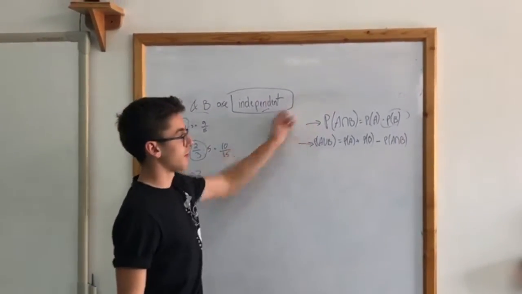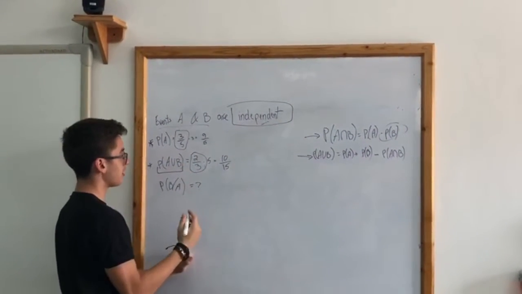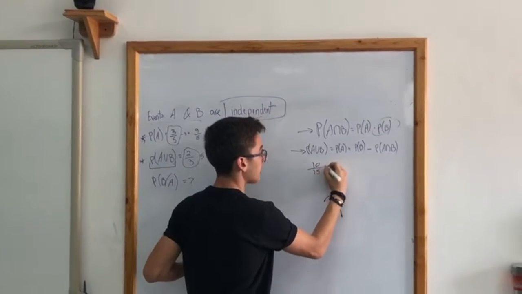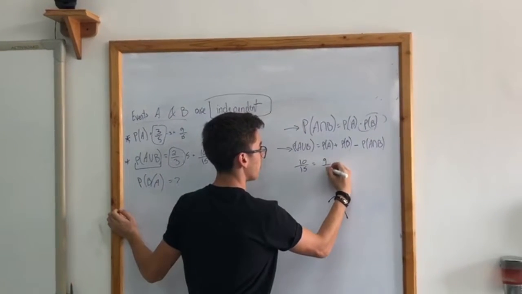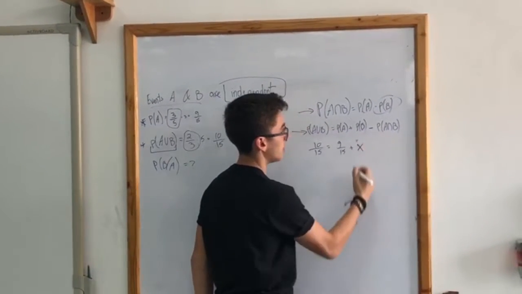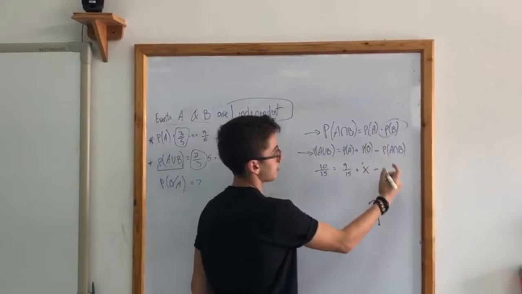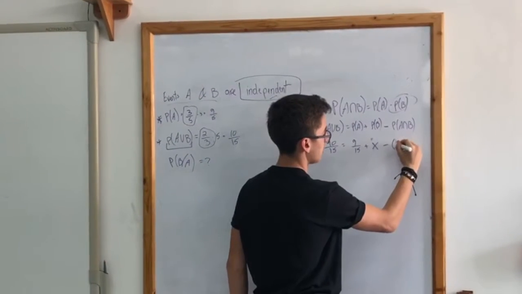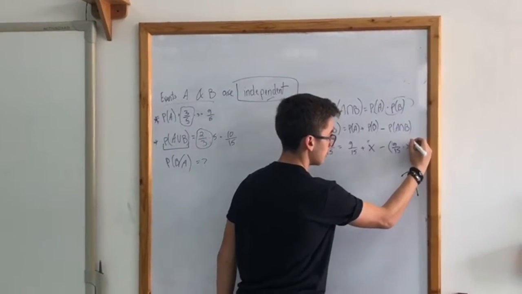Now that you have these two formulas in front of you, and the piece of information they gave you, P(A union B), you know that this is going to be 10/15, which equals the probability of A, which is 9/15, plus the probability of B, which is unknown. Let's say P(B) is equal to X, minus P(A and B), which I told you is just the probability of A times the probability of B. So you put that as 9/15, which is given, multiplied by X.